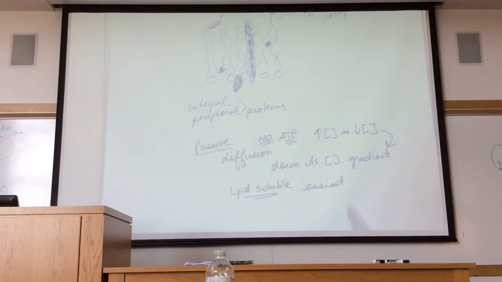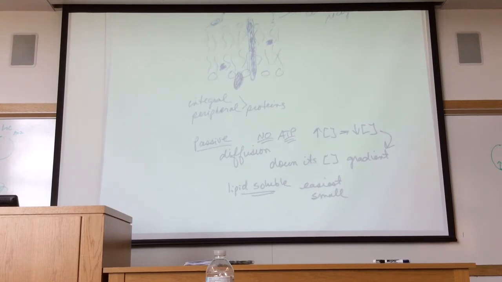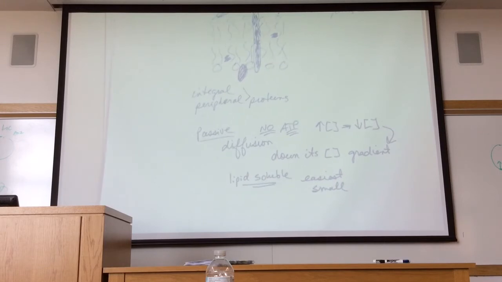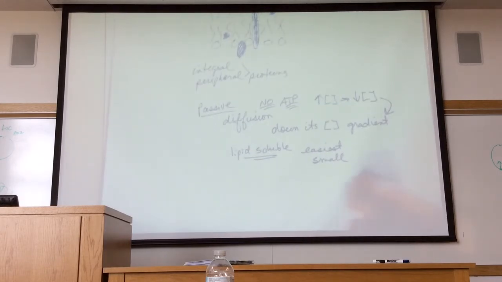Especially small and lipid soluble, because smaller things move more readily than larger. Small lipid soluble moves the easiest. The things that are not lipid soluble can also get across. They're just going to need the help of carriers. They can still go passively.